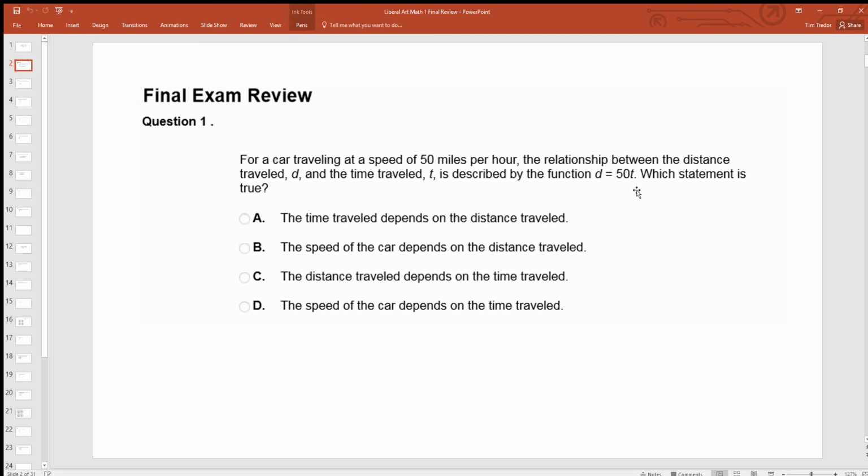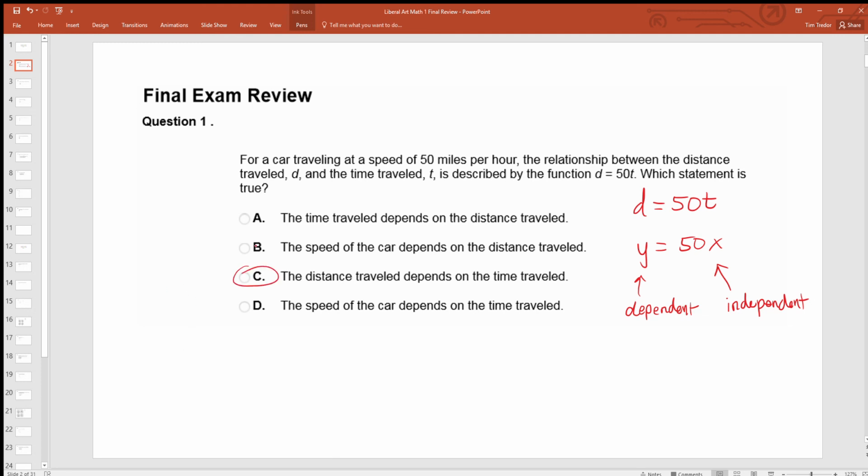Well, if we look at our function, speed is not an issue here. The speed is actually constant, 50 miles per hour. So in this function here, d equals 50t, I like to think of it as y equals 50x. When you have an isolated variable, like the d, then that's your y value. That's going to be your dependent variable. And x is your independent variable. So in this case, that means that t is independent, d is dependent. So distance depends on time traveled. So that's going to be C.